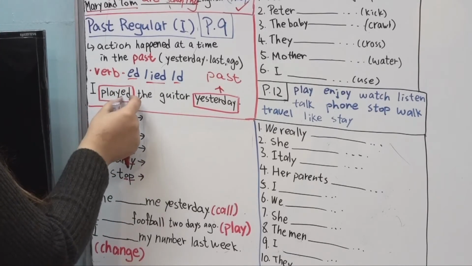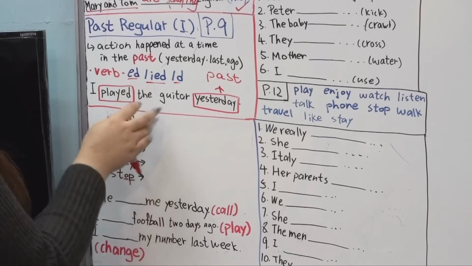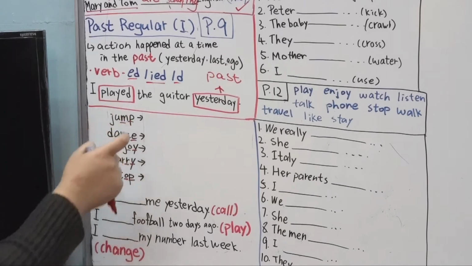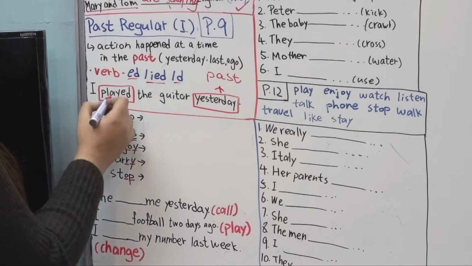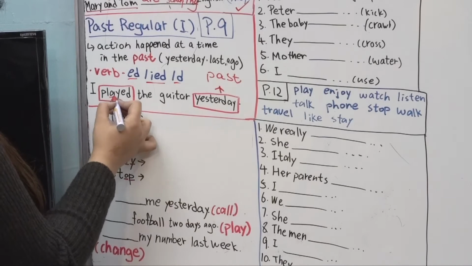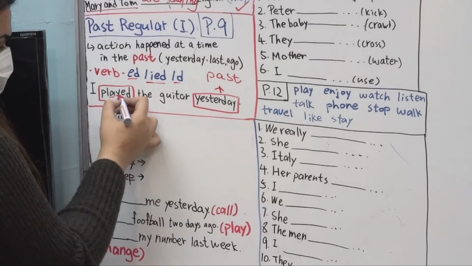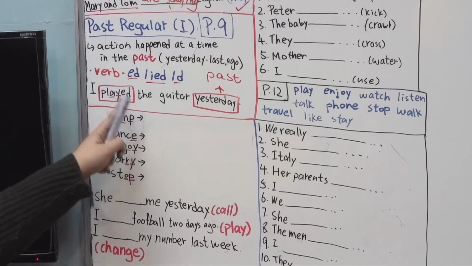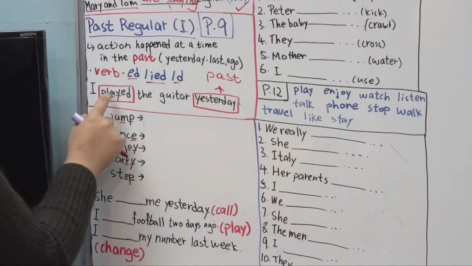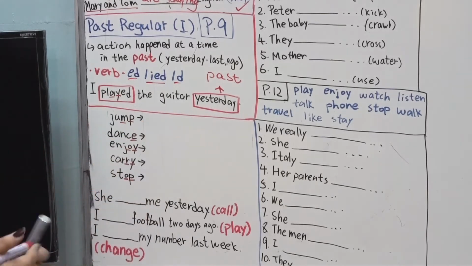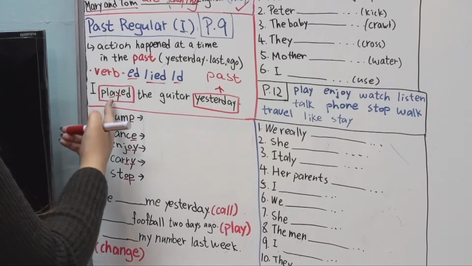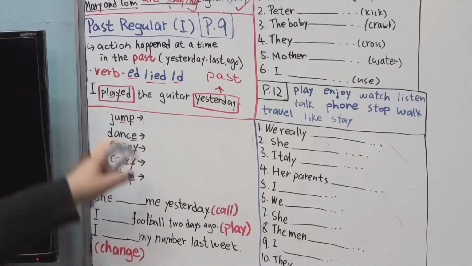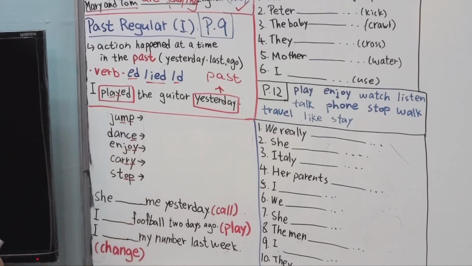We add ed. So the action verb is play. We change it to played. Remember why we just add ed, not ied? Because play ends with a vowel and letter Y, right? So we just add ed. If it was a consonant with Y, if there isn't a vowel before the letter Y, we can change it to ied. But here is the vowel, right? So we just add ed.